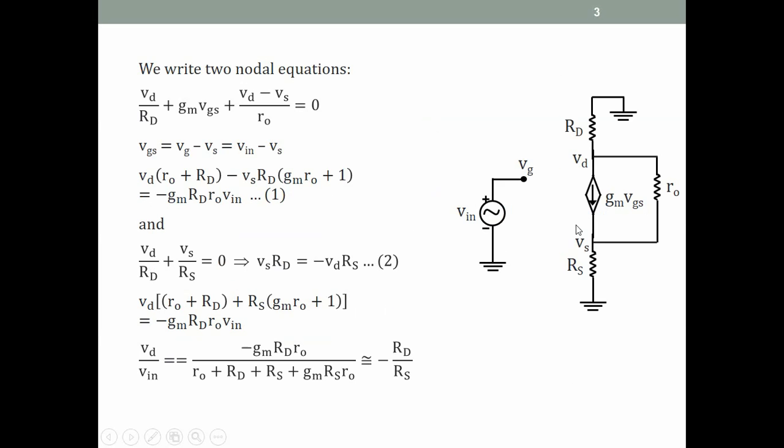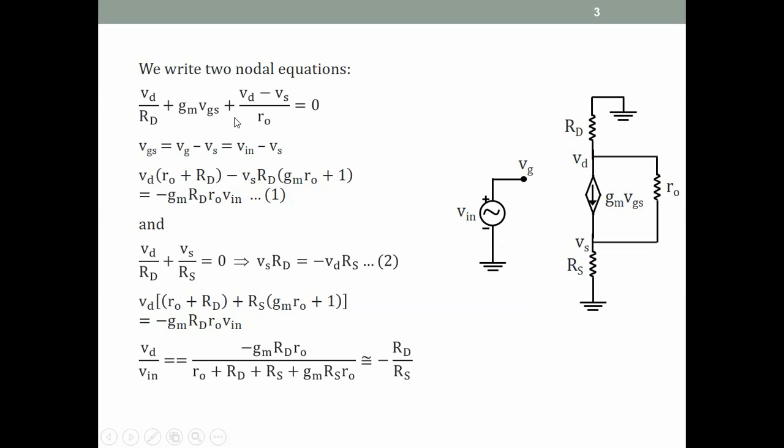Alright, so we draw the small signal circuit: RD, RS, gm VGS and RO. For now, I am ignoring the gmb VBS. We'll come back to that after a few minutes. Also note that the VGS here is VG and VS. So VS is not 0 in this circuit. So VGS will have two terms, VG minus VS.